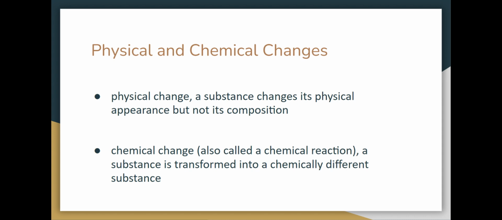Now, looking at physical and chemical changes. Physical changes are when a substance changes its physical appearance, but not its composition. These are most often phase changes, like changing from a gas to a liquid or something similar to that. Now, there are chemical changes, also called chemical reactions, where a substance is transformed into a chemically different substance. This can be like baking a cake, or an oxidation reaction, or really any chemical reaction.